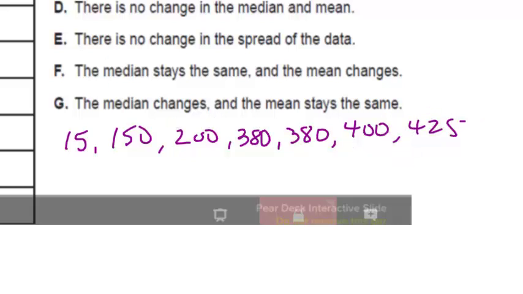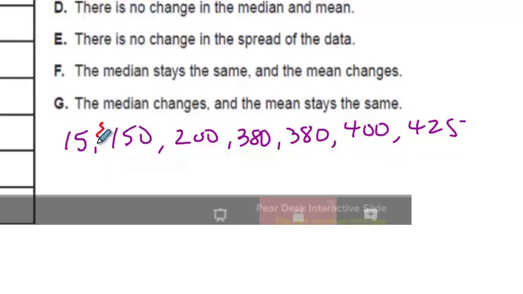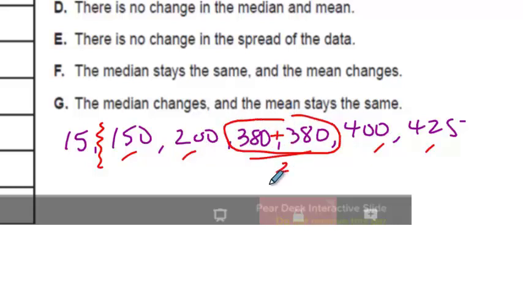Okay, so without that number, I'm going to do that in red. If that wasn't there, I would go off the front, off the back, off the front. So then I have 2 of them, right? And it's the same. So I add them, divided by 2, gets me 380 for that median.